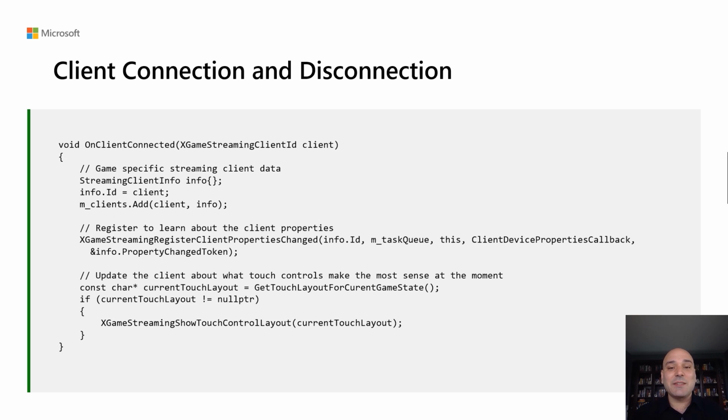When a device connects, we'll want to keep track of it. In this case, we allocate a game-specific data structure to track the streaming client, stashed into a map indexed by its ID. So in this game, that means X game streaming is equivalent to checking to see if there's any data in this map. In either case, we know that someone is streaming.